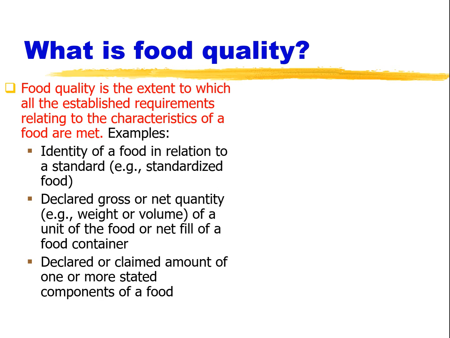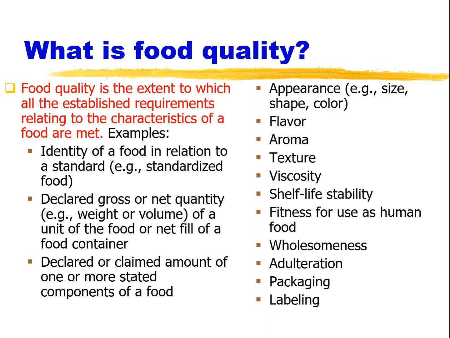And the other thing is, if we claim something in a food item, for example, high vitamin C or high content of some other vitamins or other materials, then those components of food should be there. So that will be termed as food quality. And to be specific, there are many different criteria or parameters for food quality, just like appearance, size, shape, color, flavor, aroma, texture, viscosity, shelf life stability, fitness for use as human food, wholesomeness, adulteration, packaging, labeling. All these come under the umbrella of food quality.